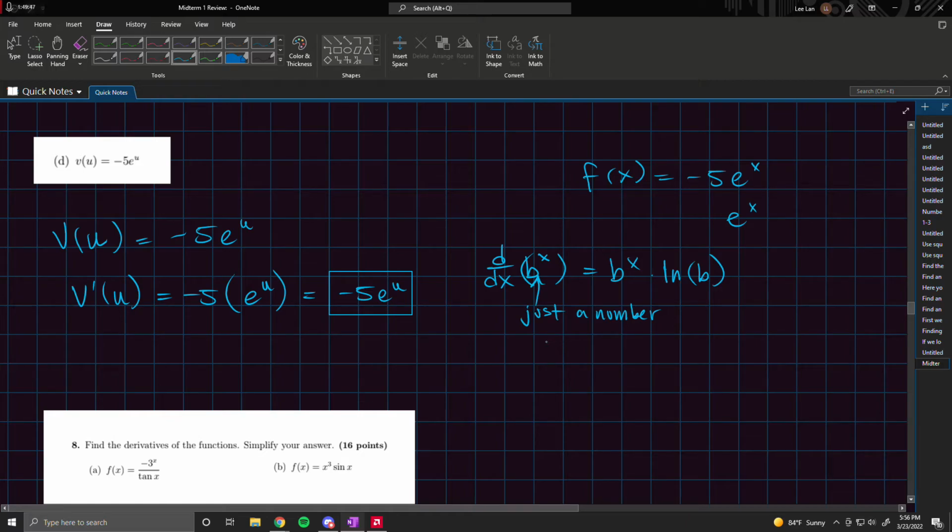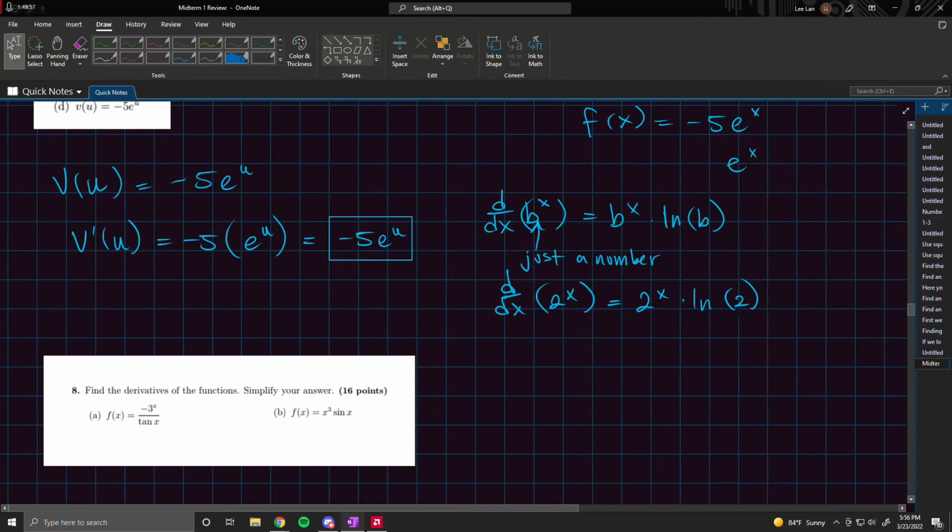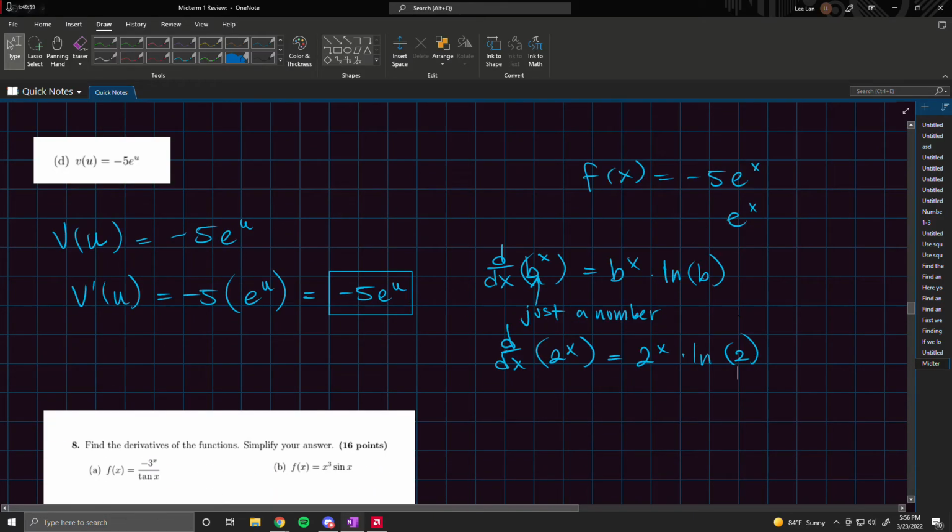All right, and let's say we plugged in 2: d/dx of 2 to the x. That's 2 to the x ln 2, right? And just like 2, e is also just a number. e is about 2.71 something.